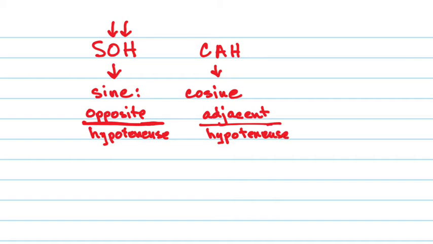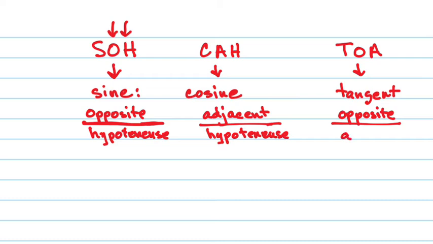And finally, the last one, Toa. That one is something called the tangent. And again, it's just its name. Don't get bogged down by it. And it is the opposite over the adjacent.